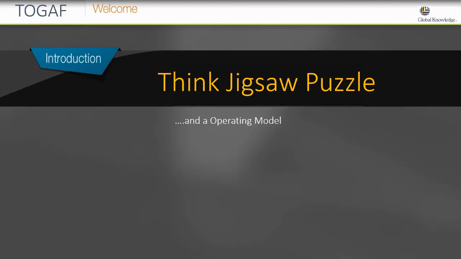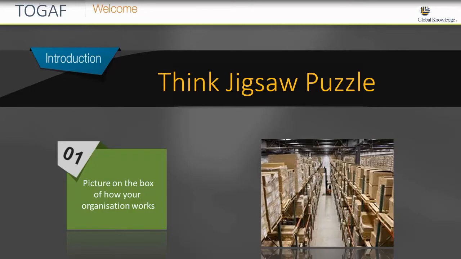I think to put things into layman's terms, then we should think jigsaw puzzle. In a jigsaw puzzle, the first thing you do is you don't just buy a random jigsaw puzzle. You look at the picture on the box, and I draw a parallel between your organization's operating model, what you do, how you do it, when you do it, why you do it, who you do it for, and the picture on the box of how your organization works.